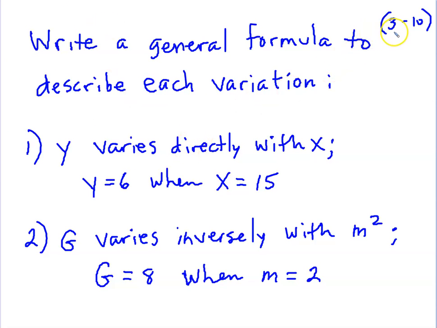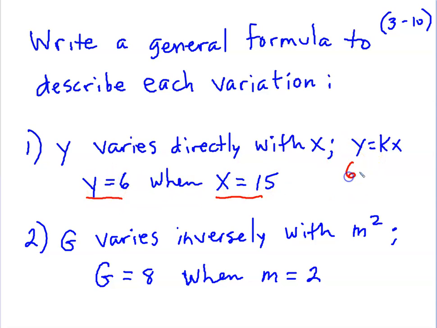Now let's give you some help on some of the homework problems 3 through 10, where the directions are write a general formula to describe each variation. Okay, so right away, number 1 says y varies directly with x. So in general, what this is saying is y is equal to some number called k times x. So our job basically in this problem is to find out exactly what that number is. And that's the purpose of these numbers. They're going to give us a couple of numbers to plug in for x and y in order to solve for k. So let's go ahead and do that.